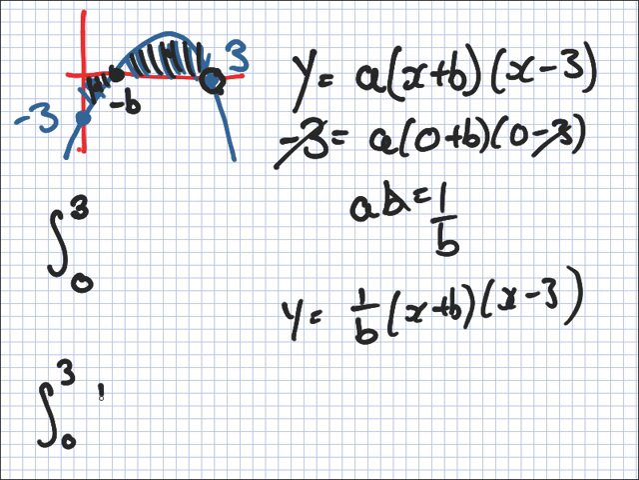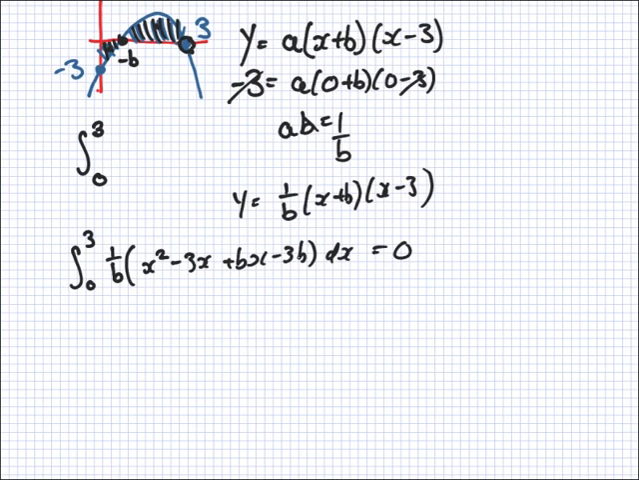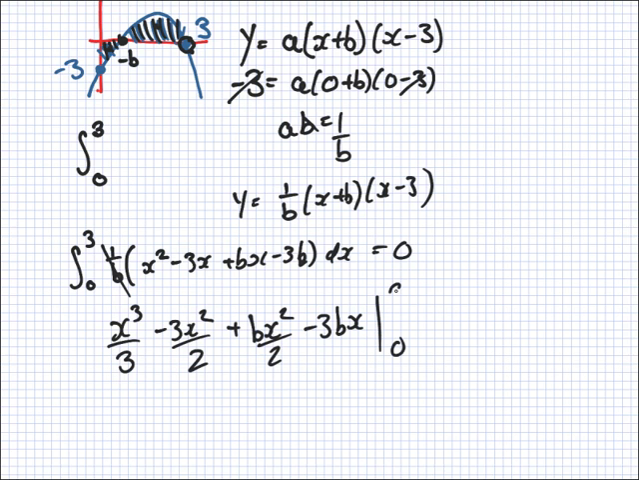Now I should expand here. That's 1 over b times x squared minus 3x plus bx minus 3b dx. That should equal 0. Okay, let's continue. So this won't work. What do you mean it won't work? You have the A positive and the B positive. This won't work. Okay, trust me. We'll see. So what I can do is multiply both sides by b to cancel out this. So if I integrate, I get x cubed over 3 minus 3x squared over 2 plus bx squared over 2 minus 3bx, put in 0 and 3 and that should equal 0.